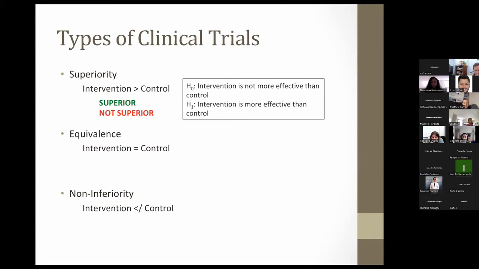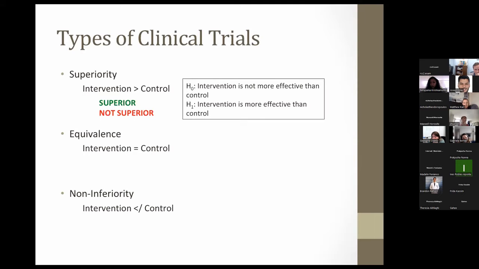Coming to an equivalence trial. Similarly, you want to prove that the intervention is as good as the control, right? So does anyone want to take a shot at what the alternate hypothesis would be in this case? So Suren, if your null hypothesis is that your intervention is the same as a control, if you can't prove that, what would your alternate hypothesis be?